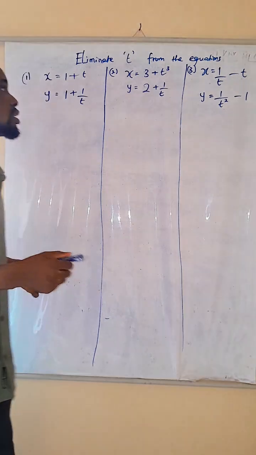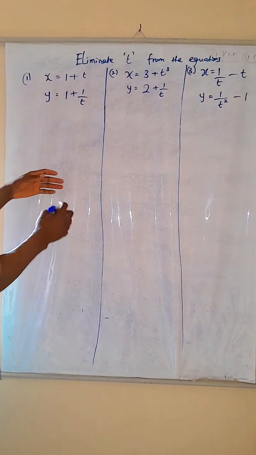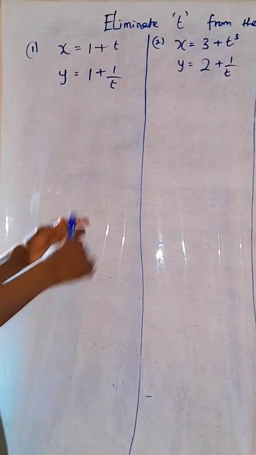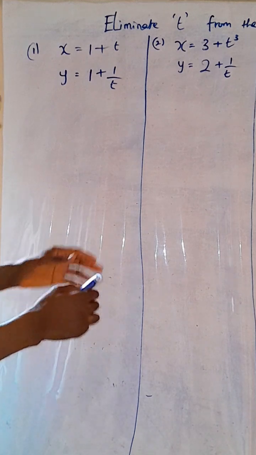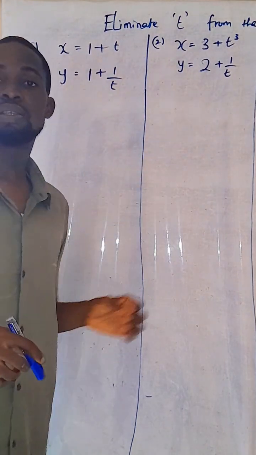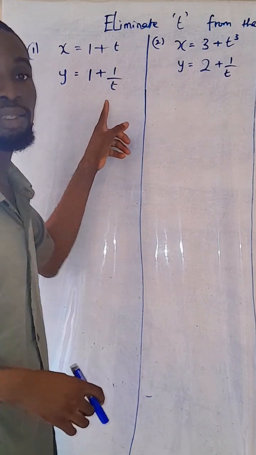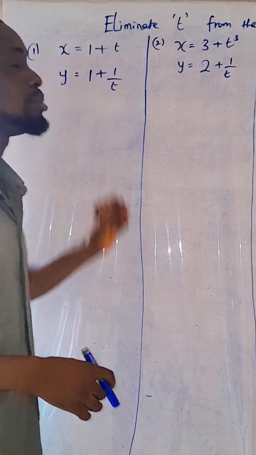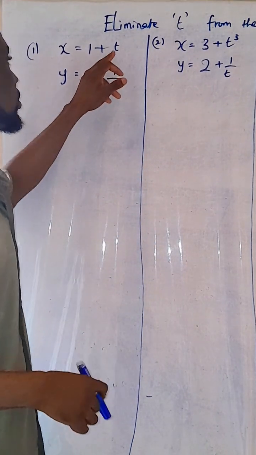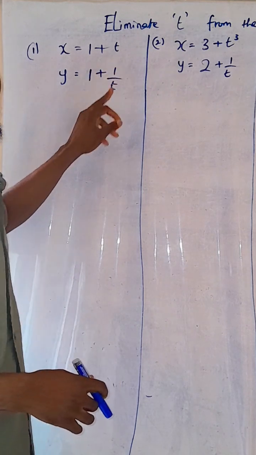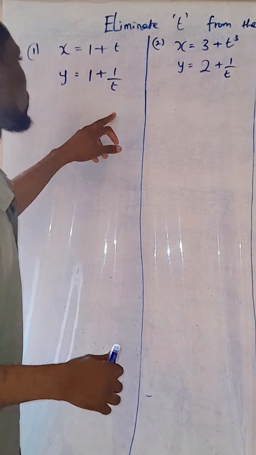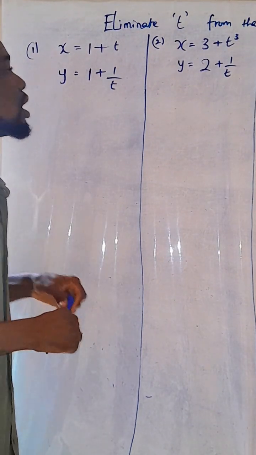Now for number one, what do we have? We have x equals 1 plus t and y equals 1 plus 1 over t. Now from here, since my t's power is 1 in both cases, it's easier to eliminate by making t the subject of the formula from either equation 1 or equation 2, then you solve. So let's go about it very quickly and get our answer.